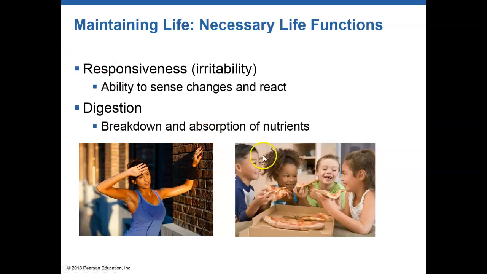We need to be able to break down foods and absorb nutrients. Here, I just found a cute picture that I thought was adorable of little kids eating pizza, and everybody likes pizza in general. So we do this by taking in nutrients. For humans, we take food into our mouth, and then we absorb the nutrients through our intestines. Those nutrients then go to our blood and are transported to the proper areas that we need them.